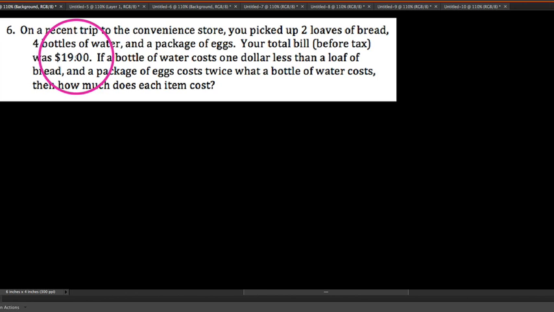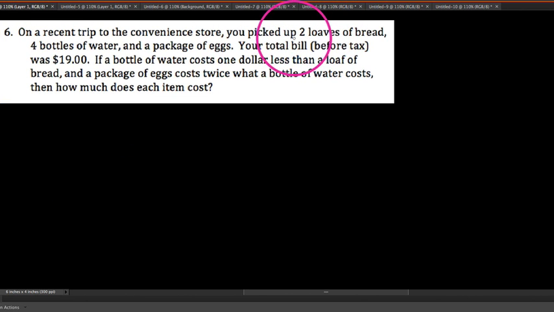We'll read through it, understand the problem, and then define our variables and talk about what we want to discover here. It says that on a recent trip to the convenience store, you picked up 2 loaves of bread, 4 bottles of water, and 1 package of eggs. Our total bill before tax was $19. If a bottle of water cost $1 less than a loaf of bread, and a package of eggs costs twice what a bottle of water costs, then how much does each item cost?